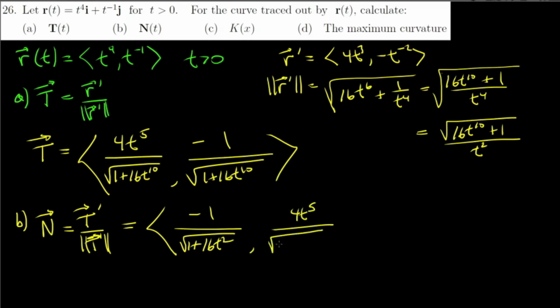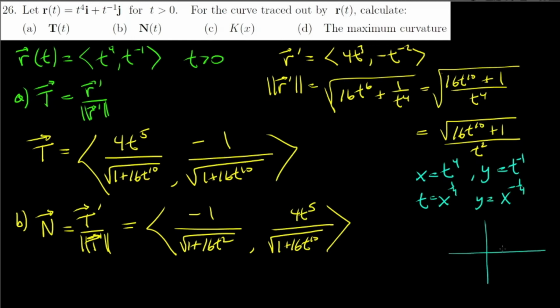Okay, it's not quite that simple, because remember, one of them has to be the opposite. One of them gets a negative sign. So which one is it here? Well, for that, we need the curve, so let's try to graph it here. x is t to the 4th, y is t to the negative 1. So if t is the 4th root of x, so x to the 1/4, then y is going to be x to the negative 1/4.